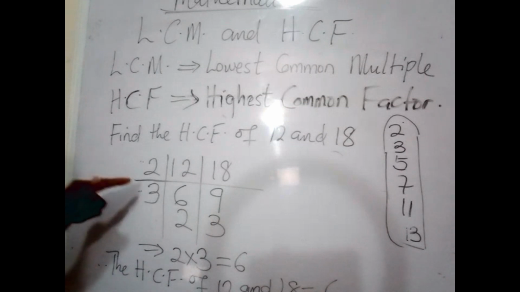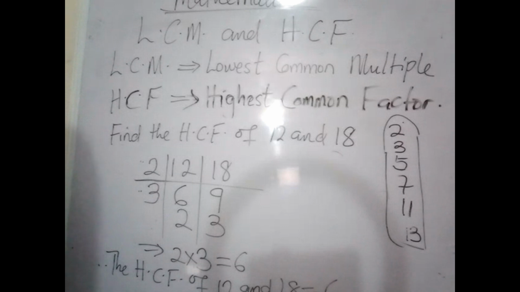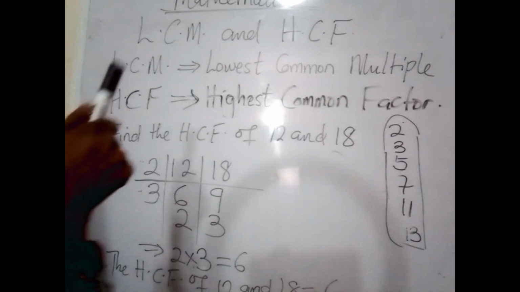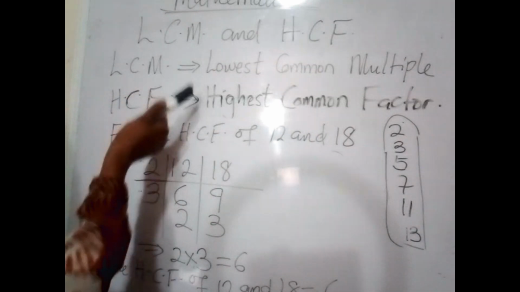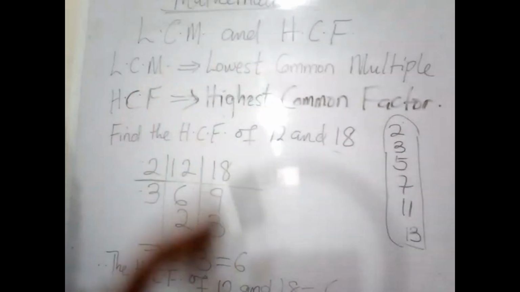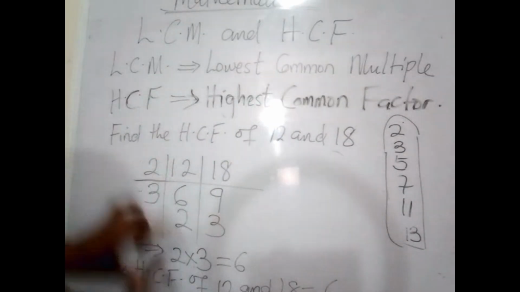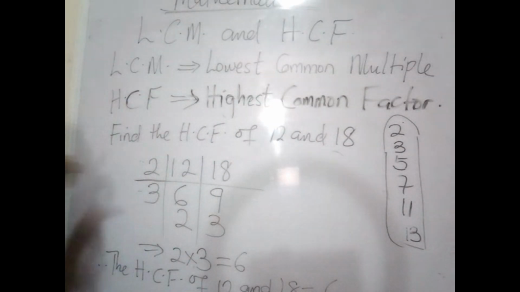But in the case of HCF, what you do when you are using prime factorization is you look out for the prime factor that is common to the two numbers. What prime factor is here that is also here? So any prime factor that is common to the two of them, that's what you pick. If it's one, pick one. If it's more than one, pick them. And then you multiply those numbers to get your answer.